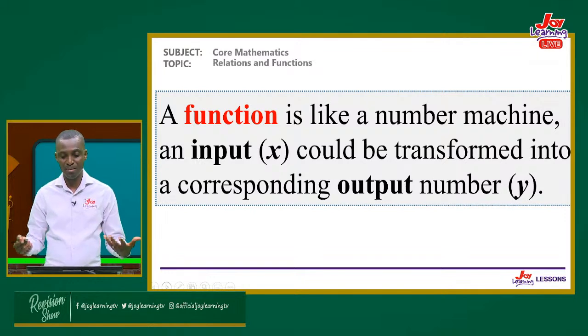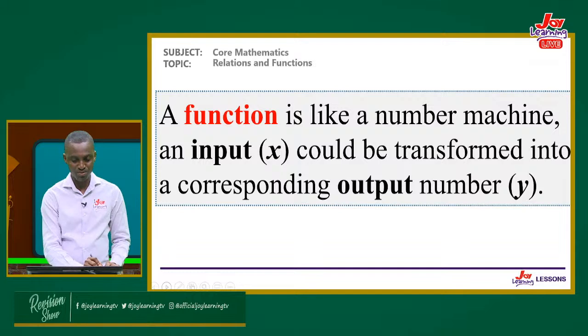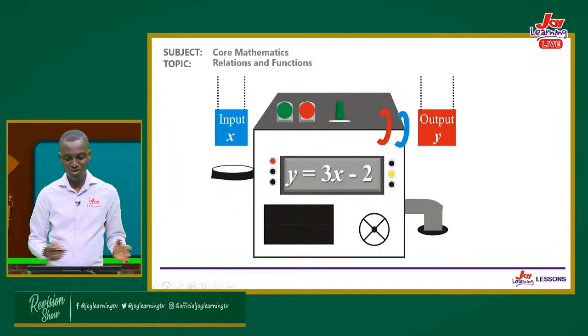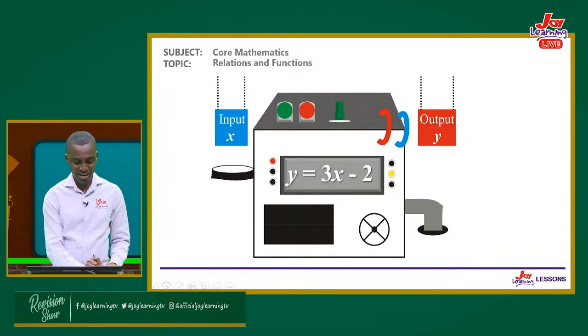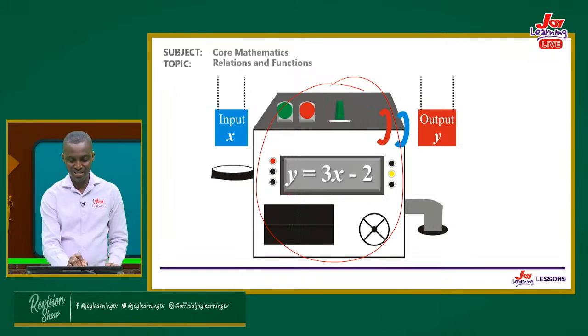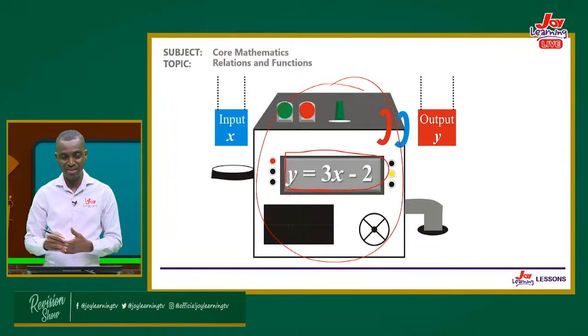A function is like a number machine again. An input x could be transformed into a corresponding output y. Now look at a machine of this sort, and I'm going to make an input. This is the machine, the big thing, but within the machine, this is the function that we are looking at: y equals 3x minus 2.